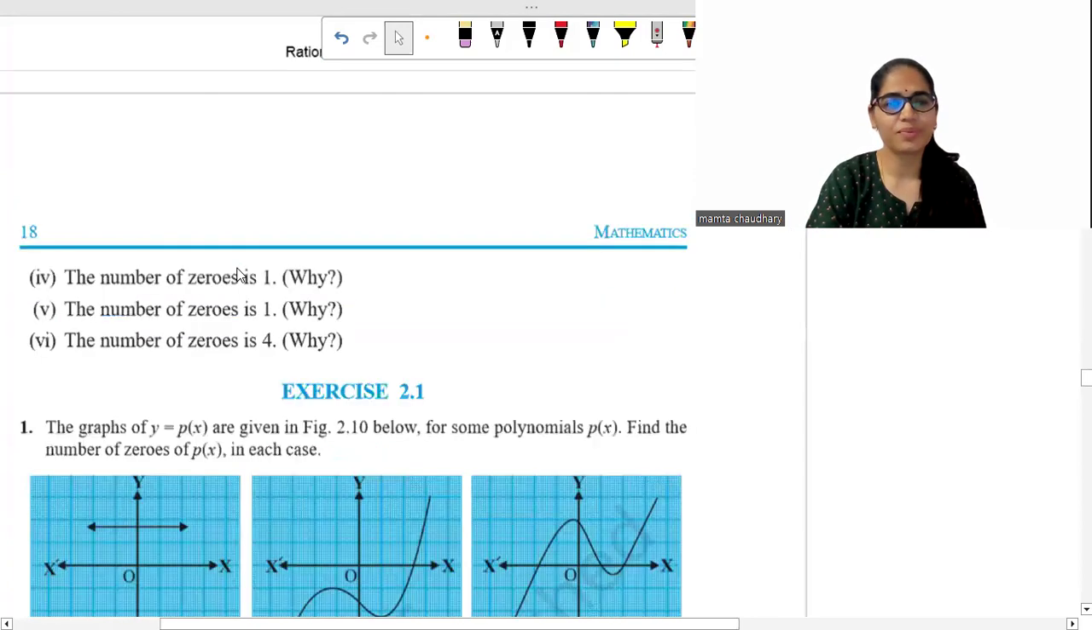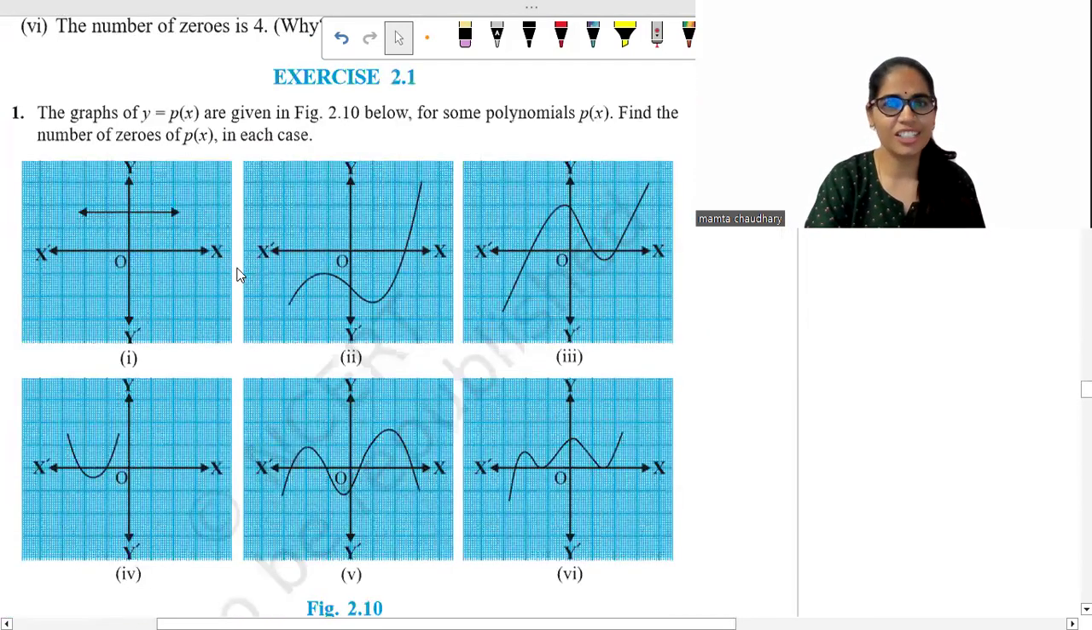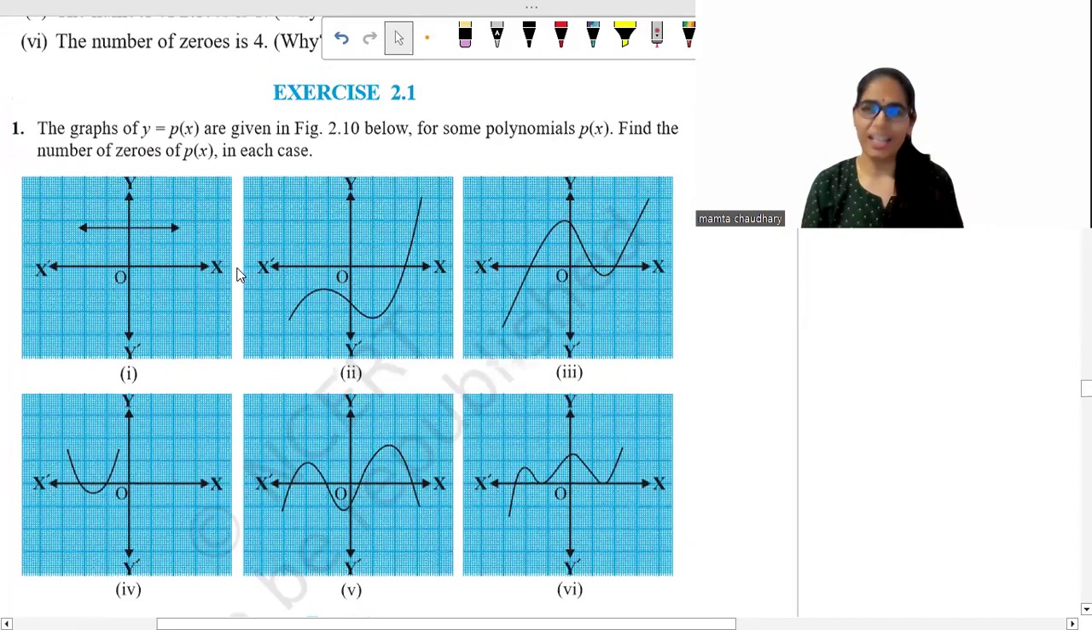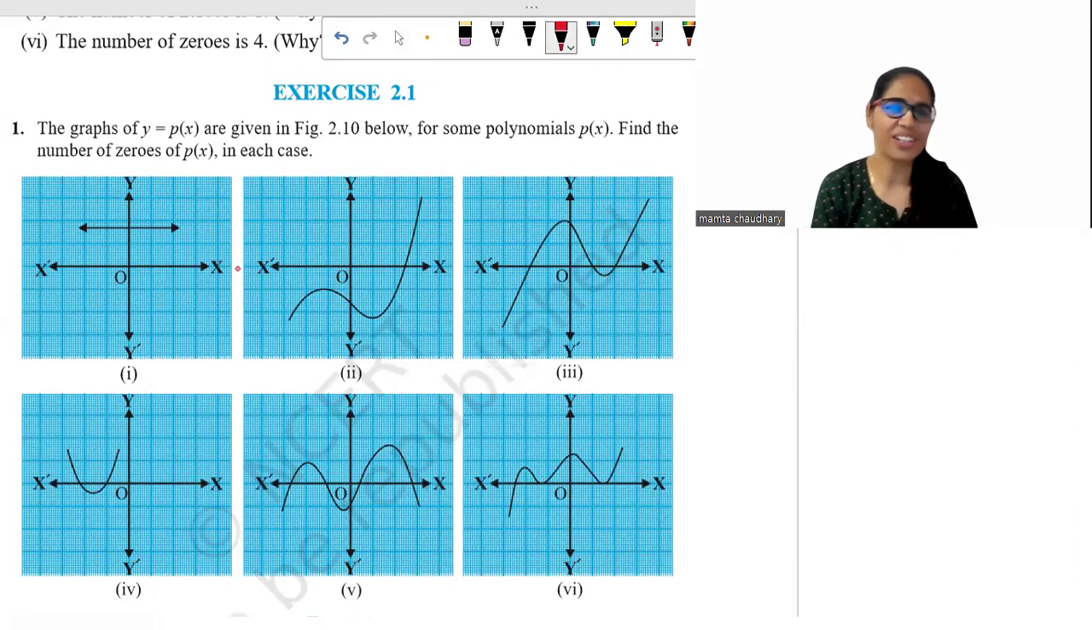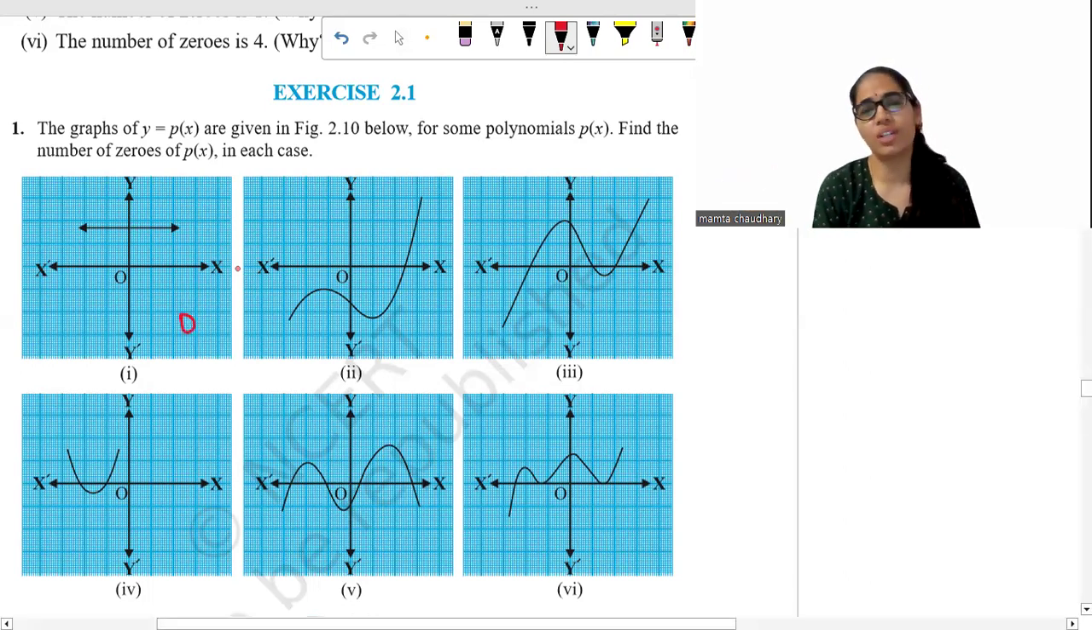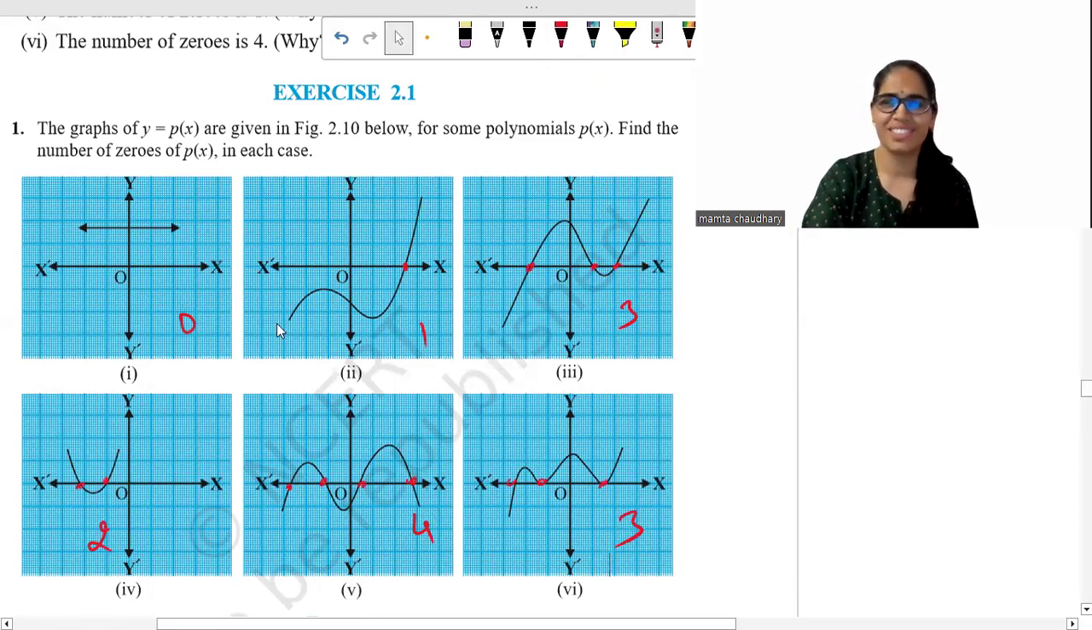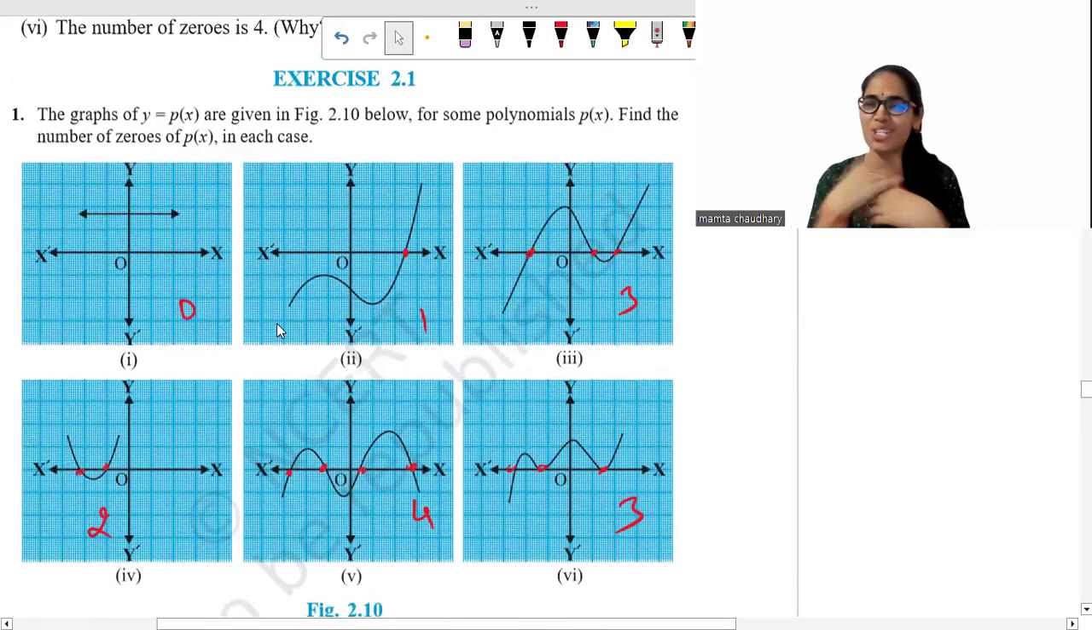Now, this is exercise 2.1. Let's do it today only. Here, it is not touching even the x-axis. Number of zeros, 0. Here, it touches the x-axis here only. Number of zeros, 1. Here, 1, 2, 3, 3 zeros. Here, 1, 2, 2 zeros. Here, 1, 2, 3, 4, 4 zeros. Here, 1, 2, 3, 3 zeros. That's it. So this exercise is over.